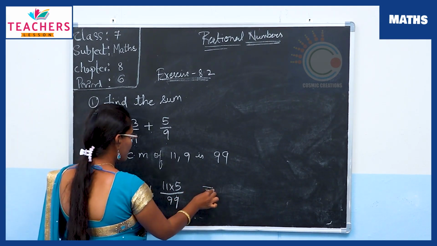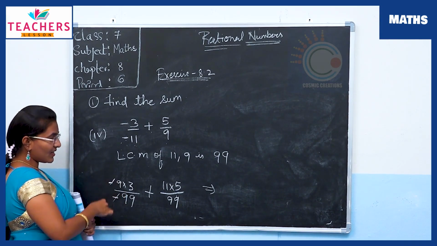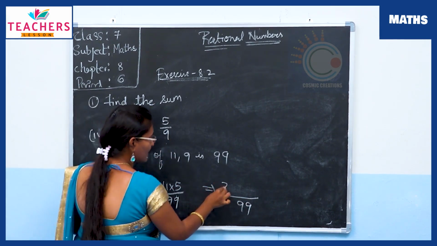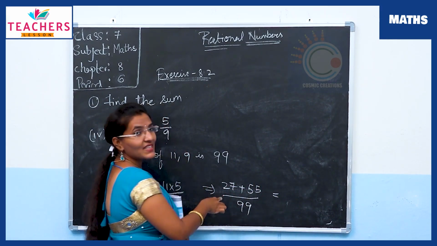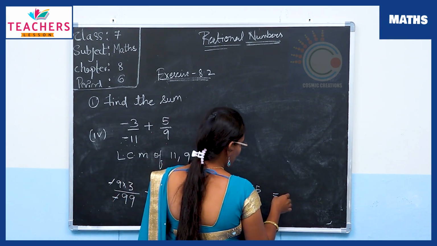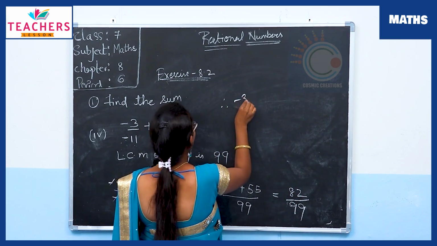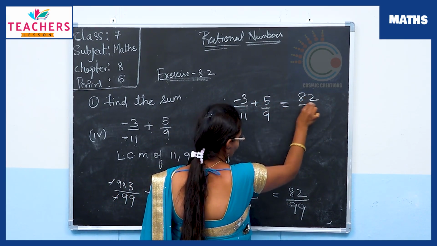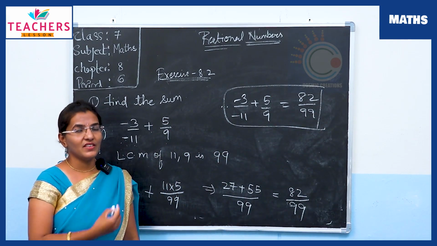So, after this what do you have to do, students? Yes, here now you can cancel minus and minus, right? What is the common denominator you got? 99. And here 9 3s are 27 plus 11 5s are what? 55, isn't it? So, 27 plus 55, how much? 50, 60, 70, 77, 82. Yes, 82 by 99. So, minus 3 by minus 11 plus 5 by 9 is equal to 82 by 99. This is the solution for the given problem.